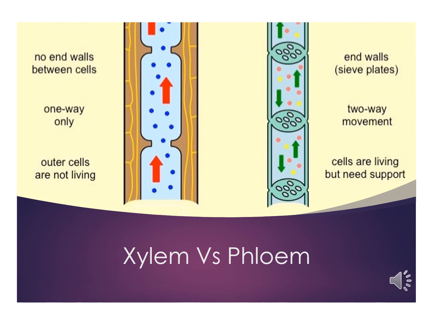And phloem does two-way movement. The cells are living but need support. Remember the companion cell, which is located alongside the phloem. The companion cell will give support to the sieve tube members.